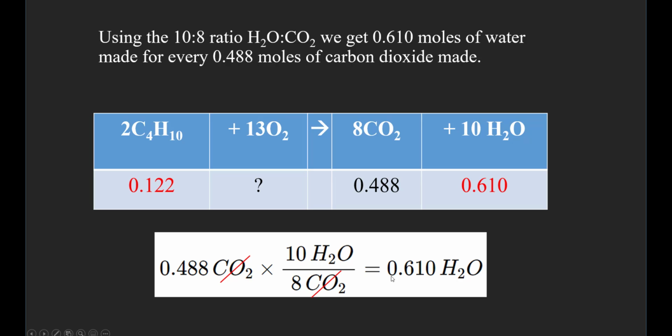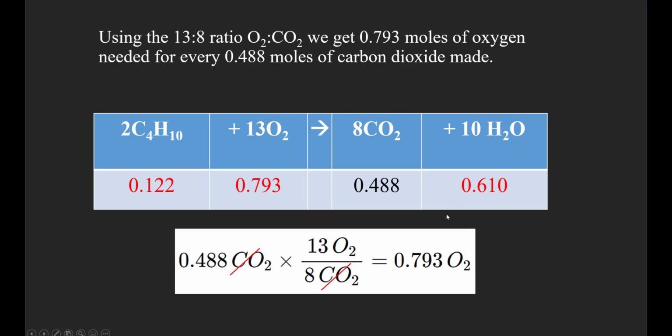The last one, how do I get to the oxygen? 0.488. The ratio here is 13 to 8. 13 oxygens must have reacted for every 8 CO2s that formed. So dividing 0.488 by 8 and multiplying by 13 gives us 0.793. So watch rounding a little bit. You might get slightly different numbers. I think that's it on the last slide. So good luck with this.